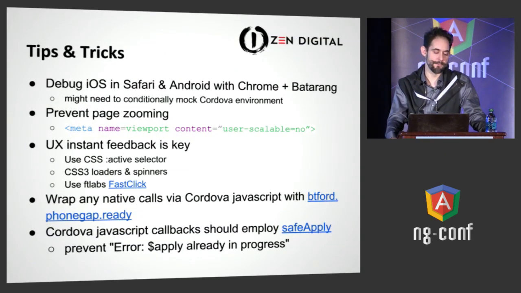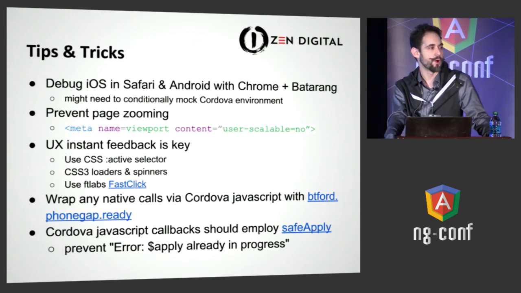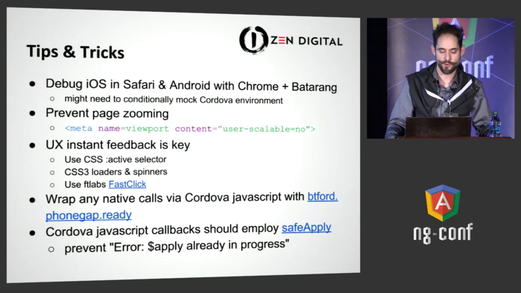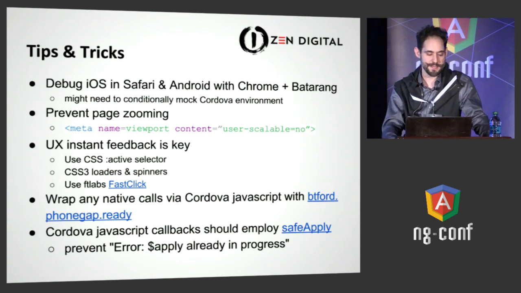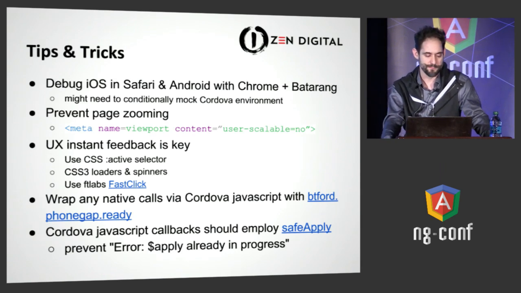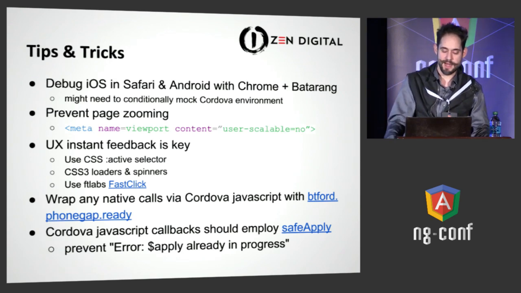So, tips and tricks. Basically, you're going to want to do your debugging as much as possible in the Safari and Chrome browsers before you go into the machines. Because you're dealing with HTML5, anything you can do before you get into the iOS or Android systems is great. You might need to conditionally mock the Cordova portions of the environment in order to pull this off. You're going to want to prevent zooming. Once again, you're going to want to have that user experience with instant feedback. You're going to want to wrap any native calls via Cordova JavaScript with Brian Ford's PhoneGap Ready. Cordova JavaScript callbacks should employ safe apply to prevent errors like apply already in progress.